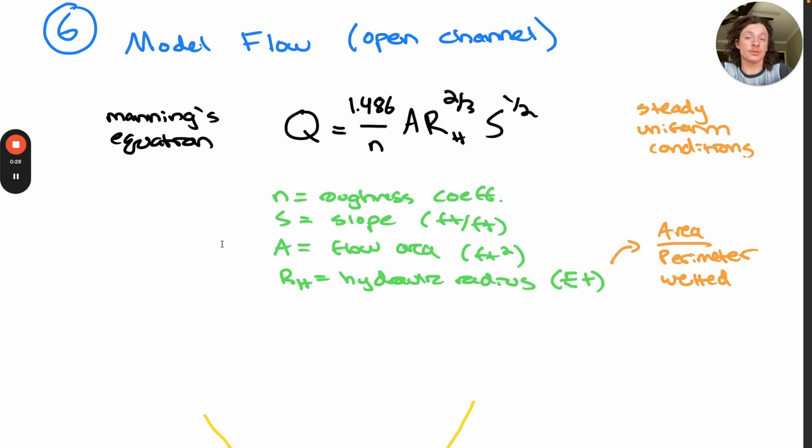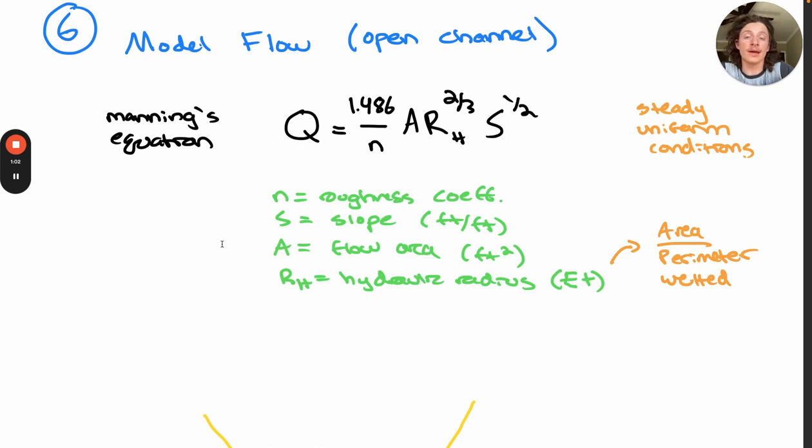Manning's equation is once again an empirical equation. Q equals 1.486 over N times A times RH to the 2/3 times S to the 1/2, and this is for steady and uniform conditions. N is our roughness coefficient. S is our slope in foot per foot. A is the area of our flow. And RH is our hydraulic radius in feet, which is going to be the area of our flow divided by the wetted perimeter.